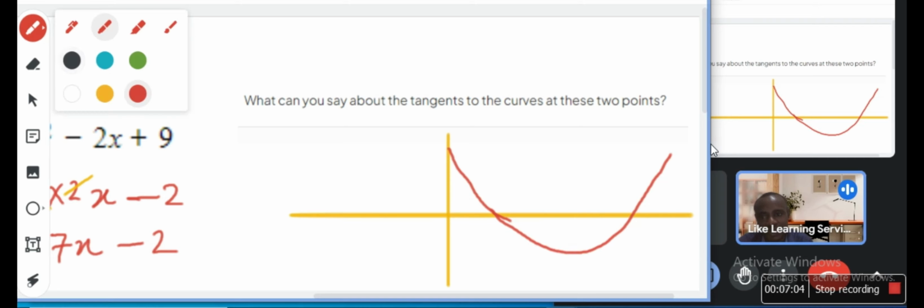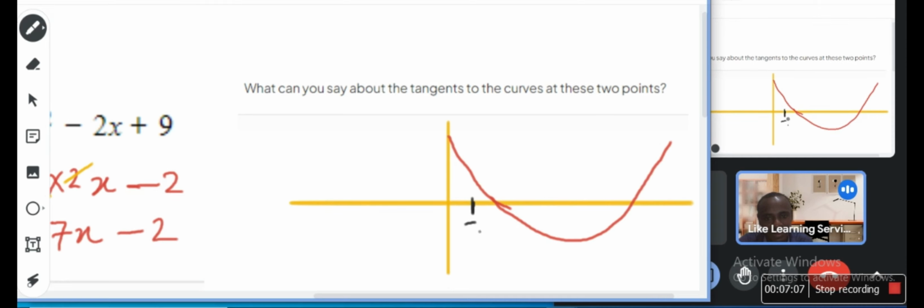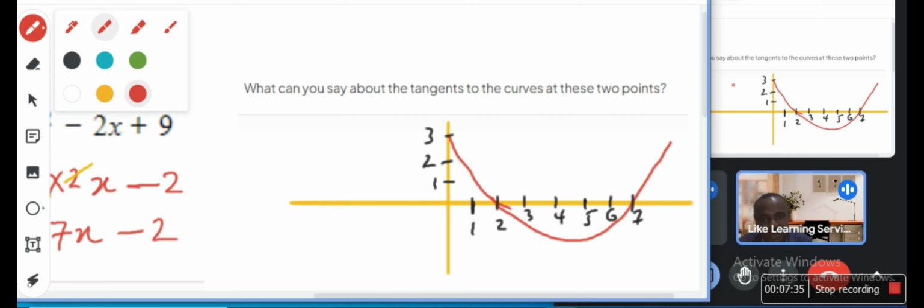Just like all the things I explained to you earlier, assuming this is minus 1, 1, 2, 3, 4, 5, 6, 7, and so on. Then you have 1, 2, 3, 4, and so on. At every given point, like x equal to 1, if you want to find the gradient at x equal to 1, what do you draw? You draw a tangent.